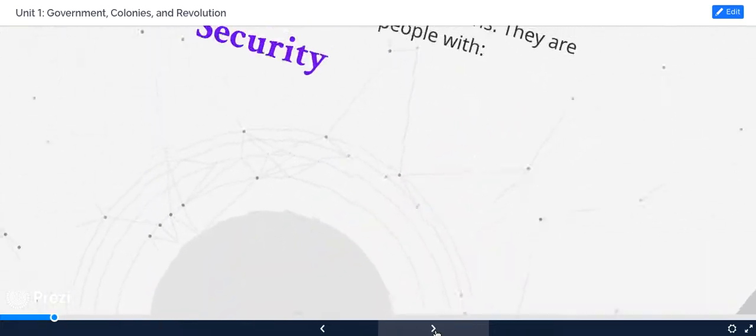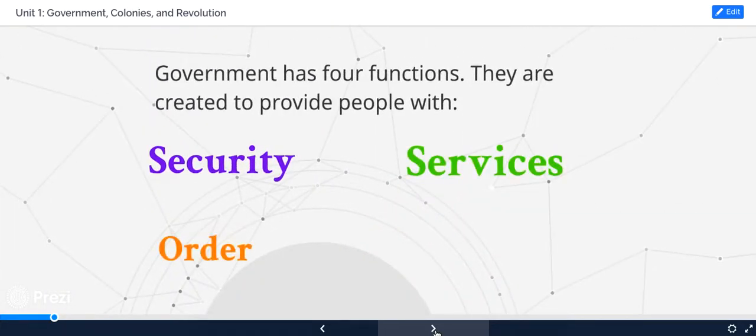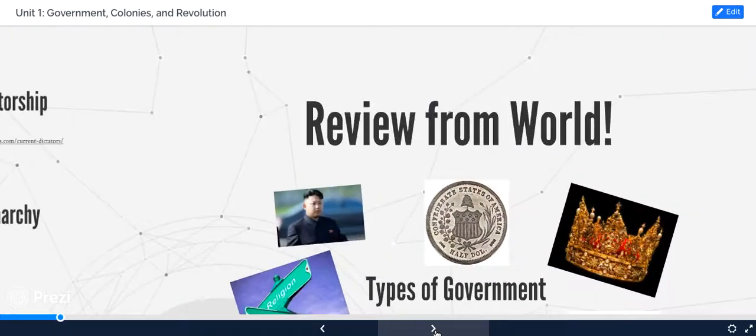Let's see, what's next? 4 functions of government. They are security, services, order, and public policy. And again, if a government fails to do one or more of these functions for you, there is a strong chance that your government is not actually functioning at all, and you should more than likely try and find a different type of government that works for you.